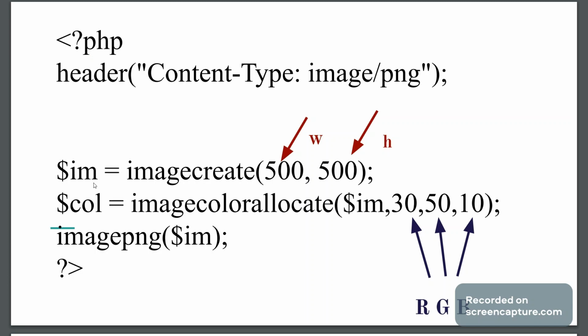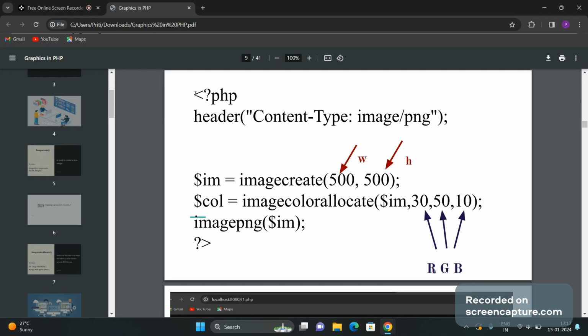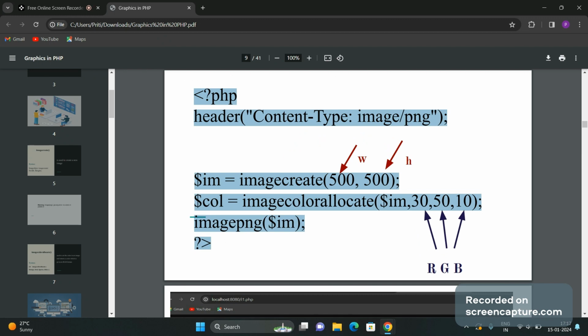Now I want to allocate a color to that created image. So I have the imagecolorallocate function. I want to color this IM, so the IM color will be set with these three colors. I am giving the contribution of red, green, blue in this integer format. Now I want to display the PNG image of this IM image that we have created along with the color that we have set. So the imagepng function will create a PNG image of this IM image and display it on the browser. We will see the execution of this code in our PHP file.